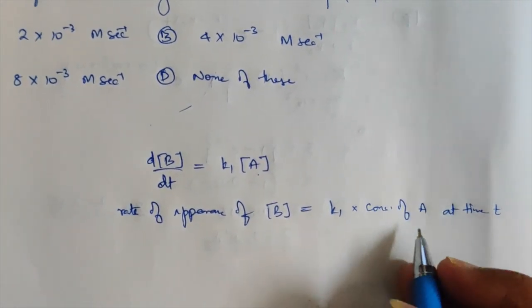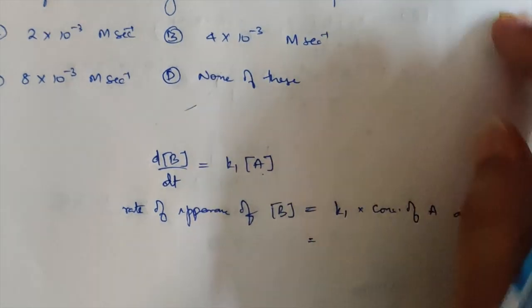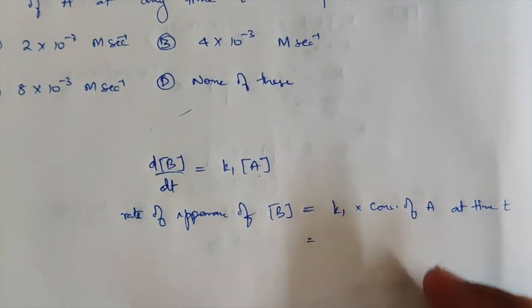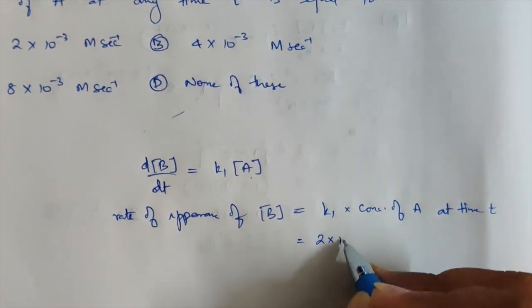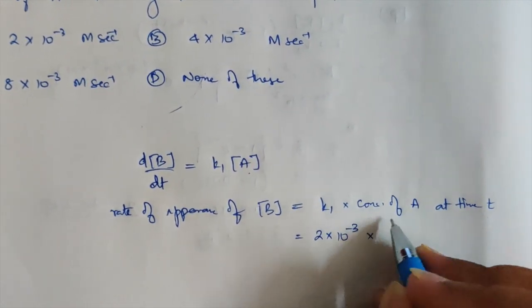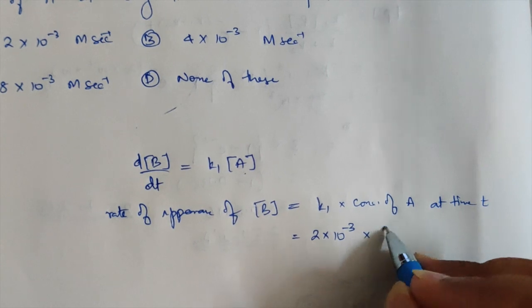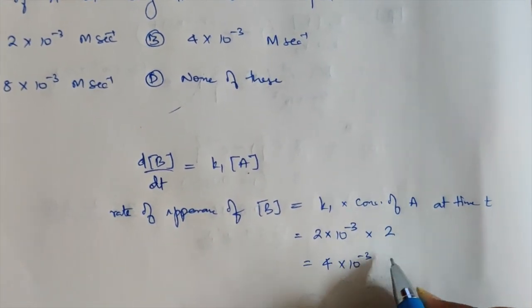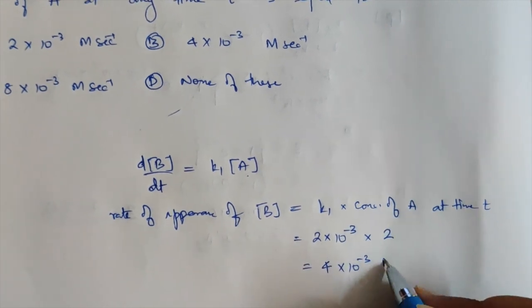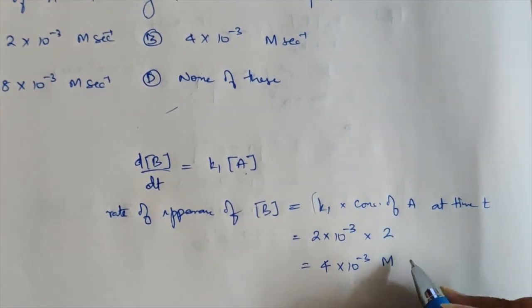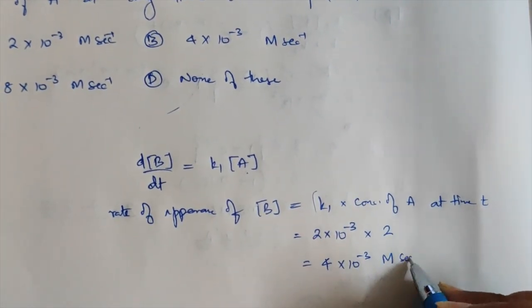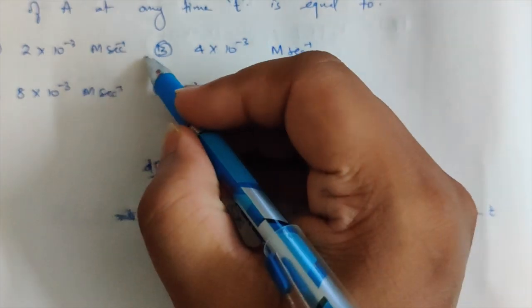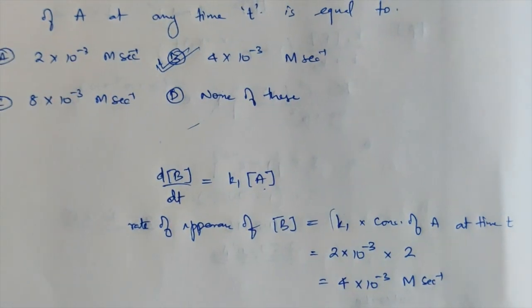So we'll just put in the values. We are given K1, it's 2 into 10 to the power minus 3. So we'll write down 2 into 10 to the power minus 3. Then the concentration of A at any time t is given to you as 2 molar. So what will be the answer? 4 into 10 to the power minus 3. From the concentration you will get molar, and from the rate constant you will get second inverse, so the unit is moles per second inverse. So that is going to be your answer. So option B is your correct option.